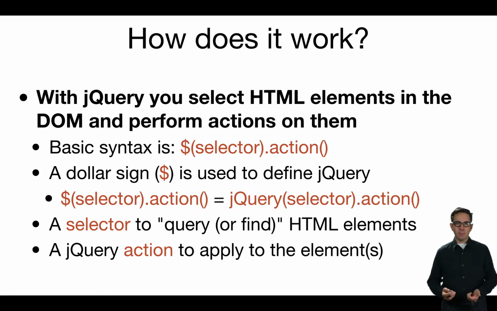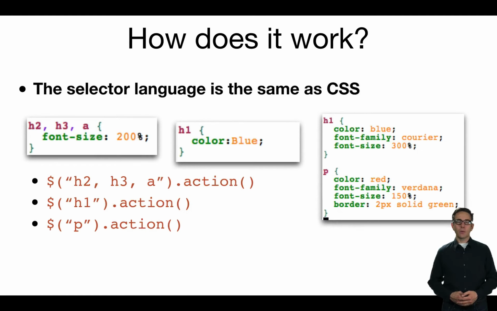The .action part that follows it is an action that's applied to everything that's been selected. Just as a side note, the $ sign can also be substituted with the full jQuery name if you want, but that's rarely done. Okay, so the selector is used to query elements in your HTML document object model, and then the action is something that's applied to all of those elements. So what would that look like?